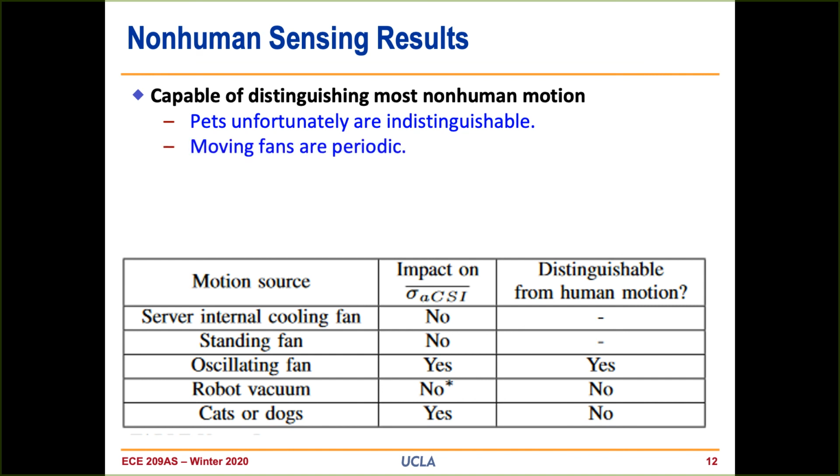Moving fans being periodic meant that they were very easy to identify and remove from the data that was received. And Roombas only ever had an effect if the anchor itself was very close to the floor. Otherwise they were never picked up.